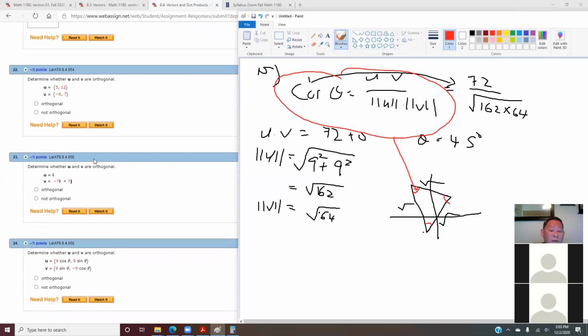Next thing is orthogonal. To prove two vectors are orthogonal, the dot product must be equal to 0. This is very easy. If your dot product is exactly equal to 0, it means they are orthogonal. Orthogonal means that these two vectors form 90 degrees. So if you have vector u and vector v, orthogonal means perpendicular. They form 90 degrees. So it's very easy to tell if they are orthogonal.